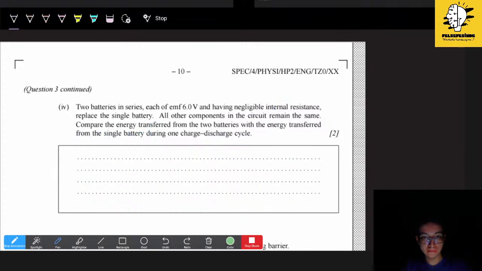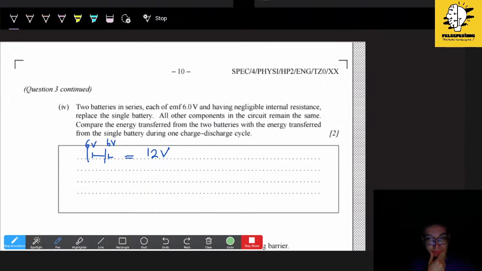So let's clear this. It's saying two batteries in series, each of EMF 6 volts and having negligible resistance, replace the single battery. All other components remain the same, and compare the energy transferred. We don't have to read all of it. It is asking each of EMF 6 volts, so if we have 6 volts here connected in series with 6 volts here, in total we have 12 volts, which is 2 times the previous.